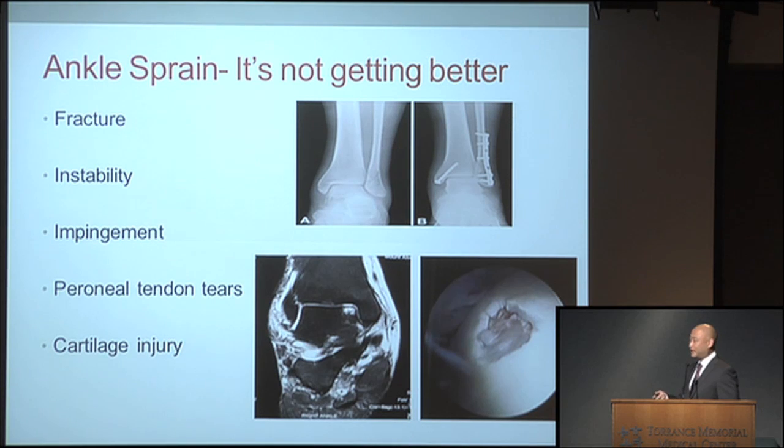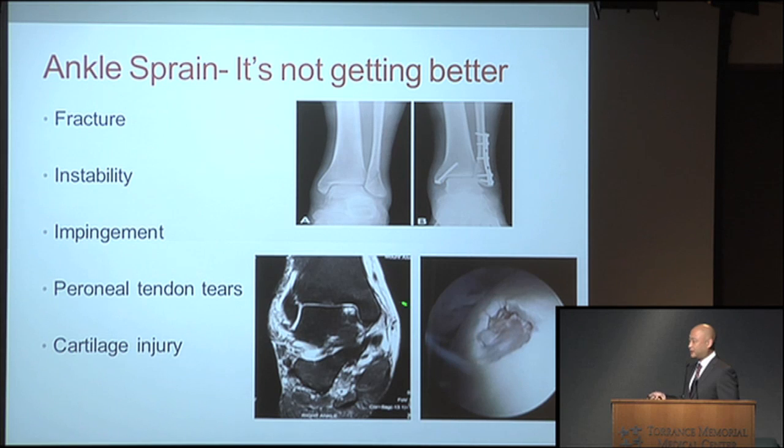Things that don't let this get better are things like ankle instability, if the ligaments get torn and they don't heal tight enough. If scar tissue builds up in the front part of the ankle, sometimes it can cause impingement problems where the tissue pinches and causes inflammation and pain. Tendons that secondarily stabilize the ankle can sometimes get torn. And then also, and probably most important, are cartilage injuries.